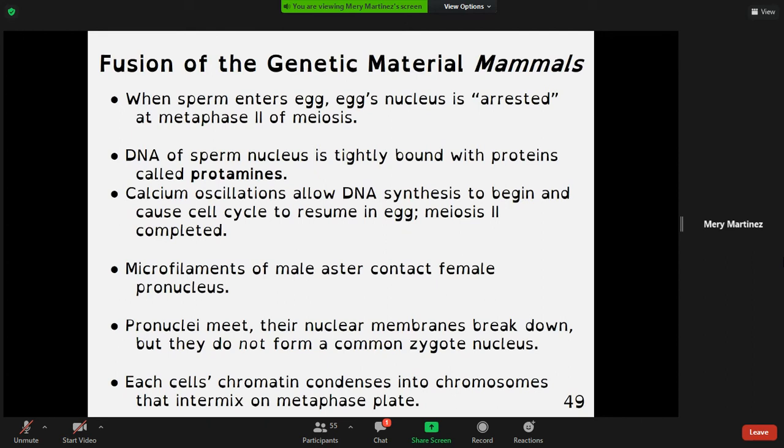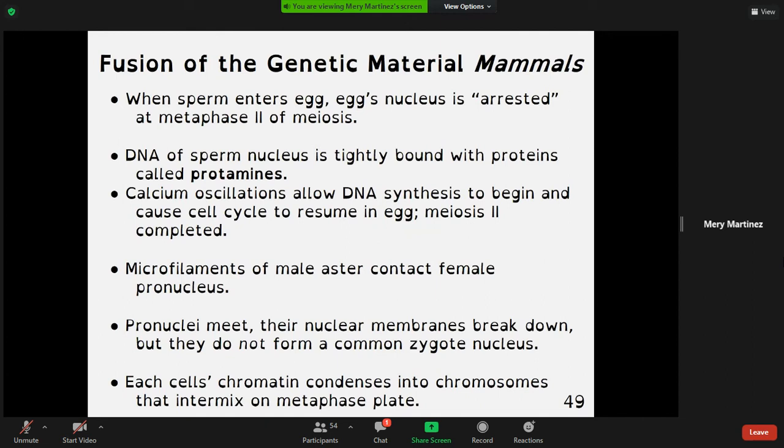So the DNA of the sperm nucleus is tightly bound with the proteins that we call protamines. In the egg cytoplasm, the disulfide bonds of the protamines are broken, and these are broken by the intervention of glutathione, and the sperm chromatin starts uncoiling, starts diffusing, okay? And then the male pronucleus starts enlarging. Calcium oscillations, we saw it before, in this case it will be doing the same.